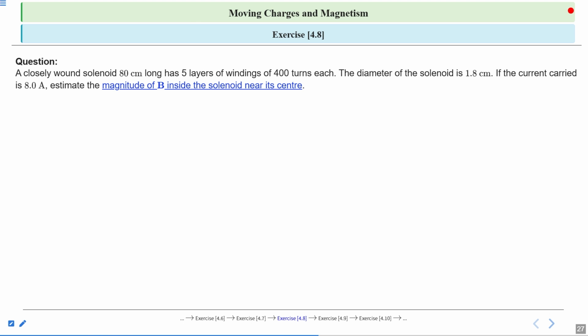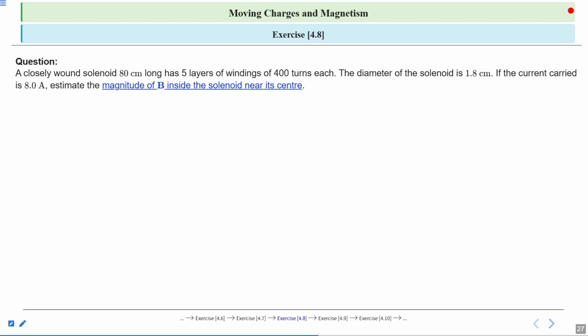So next question, exercise 4.8. A closely wound solenoid 80 centimeter long. Okay, so length is given, 80 centimeter. It has 5 layers of windings of 400 turns each. The diameter of the solenoid is 1.8 centimeter. If the current carried is 8 ampere, estimate the magnitude of B inside the solenoid near its center.